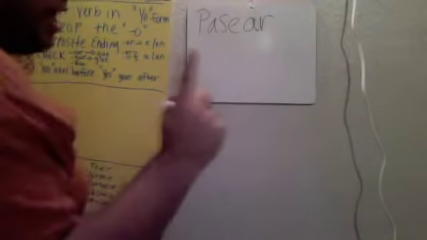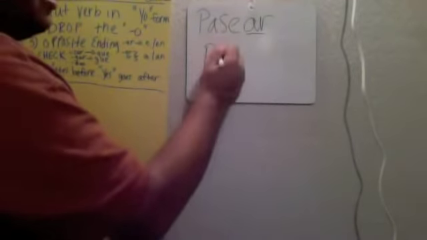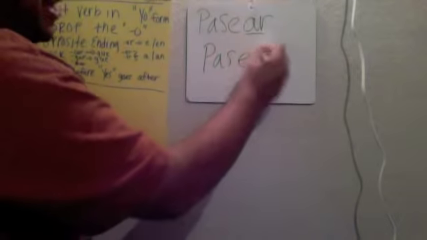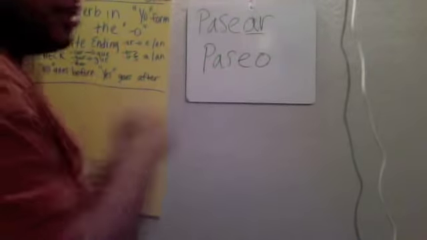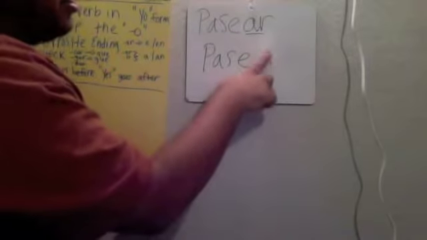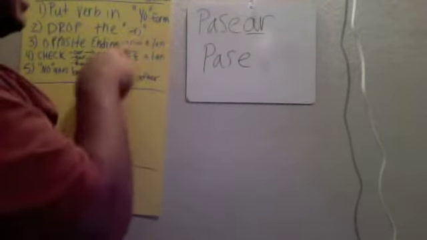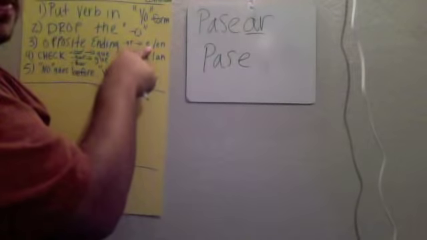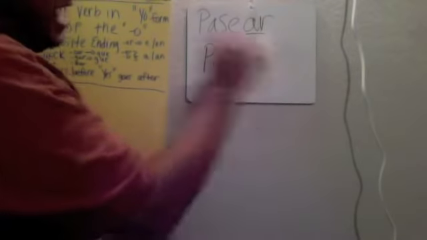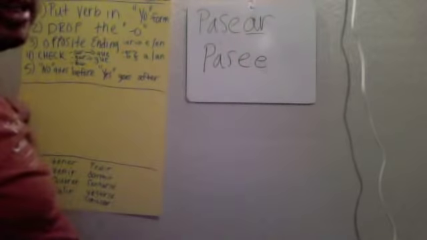Pasear. Okay, we know it's an AR verb. Put it in the yo form. Paseo. Okay, drop the O. Opposite ending, rule number 3. So verbs that are AR go to E. That's our rules, right? Pasee. Does the verb end in car, gar, or zar? G-A-R, C-A-R, Z-A-R? No? Okay.